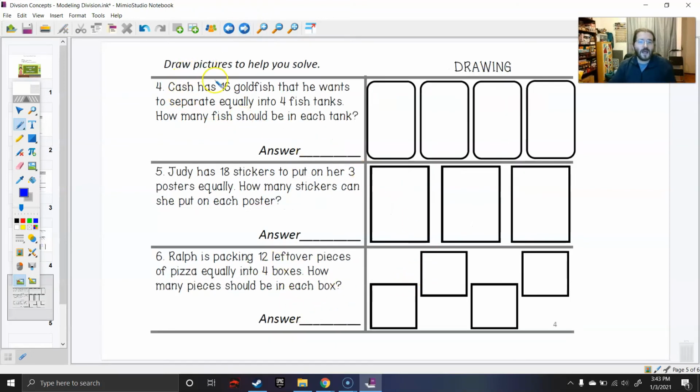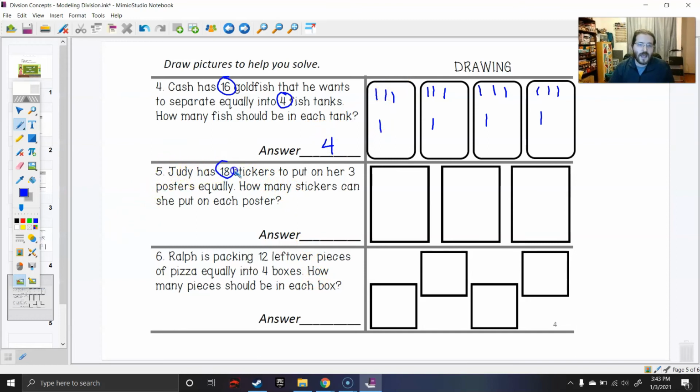All right. Cash has 16 goldfish. It's a lot of goldfish. He wants to separate them equally into 4 fish tanks. That's a lot of fish tanks. How many fish could be in each tank? So we're going to count to 16 with these 4 groups. 1, 2, 3, up to 16. So how many are in each? 1, 2, 3, 4. I'm wondering how big those fish tanks are.